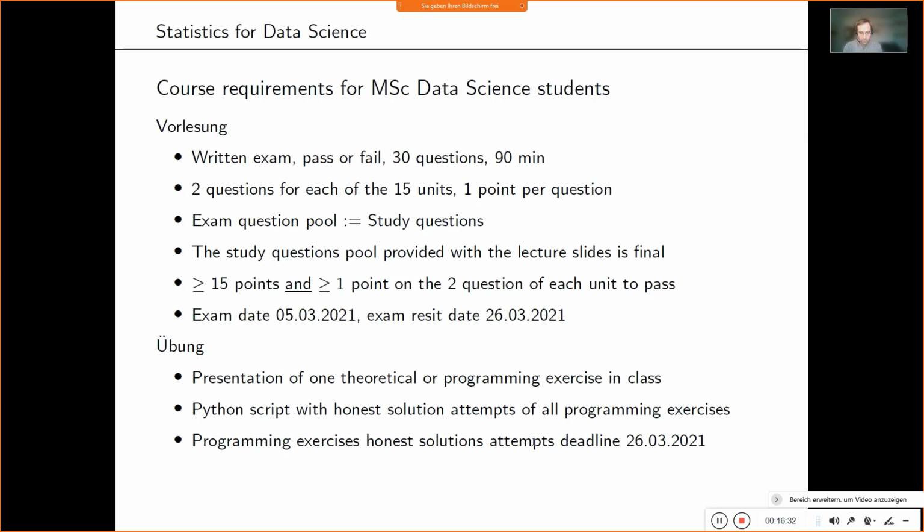There are 2 exam dates. The first is on the 5th of March 2021. That's a Friday. And this is the actual exam date. If you fail that exam date, you can retake the exam in this academic year 3 weeks later, namely on the 26th of March. And yeah, that's essentially it.